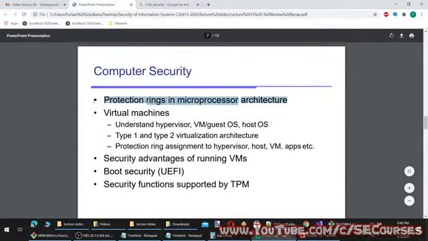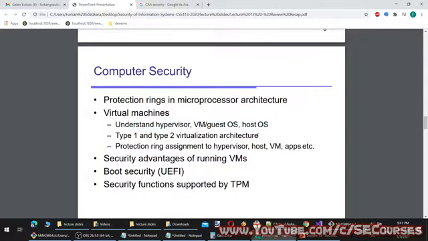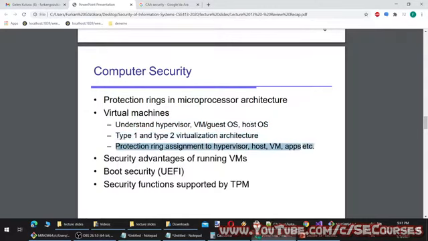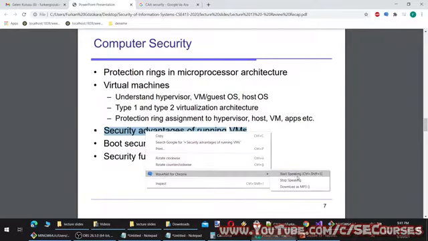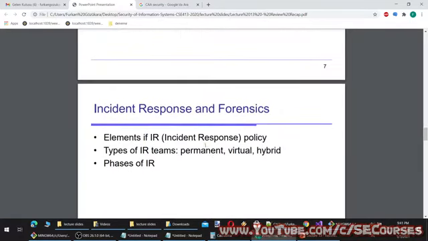Computer security. Protection rings in microprocessor architecture. Virtual machines, and in virtual machines there are topics: understand hypervisor, VM, guest OS, host OS. Type 1 and Type 2 virtualization architecture. Protection ring assignment to hypervisor, host, VM, apps, etc. Security advantages of running VMs. Boot security, UEFI. Security functions supported by TPM.